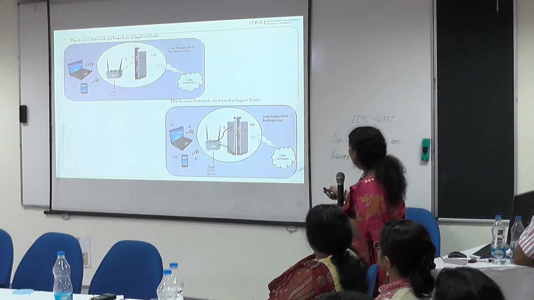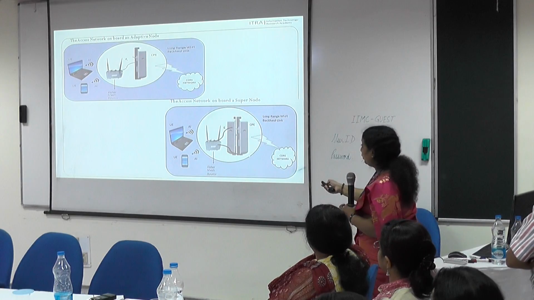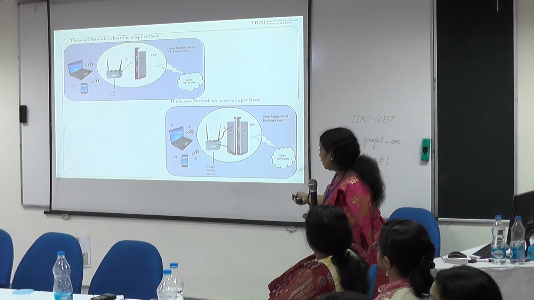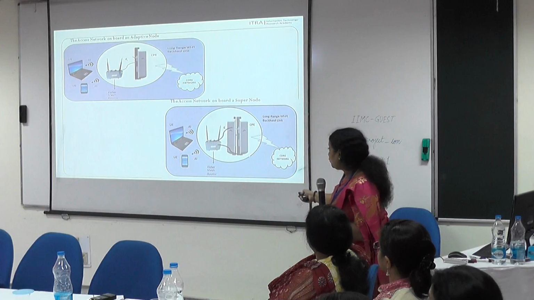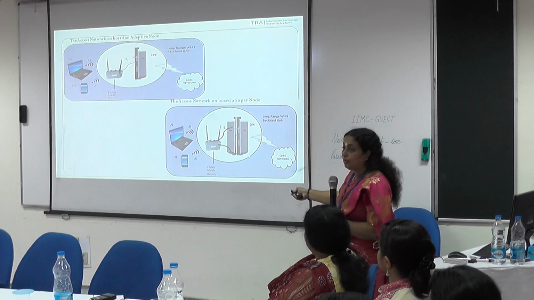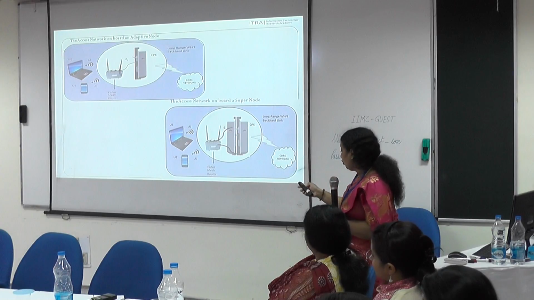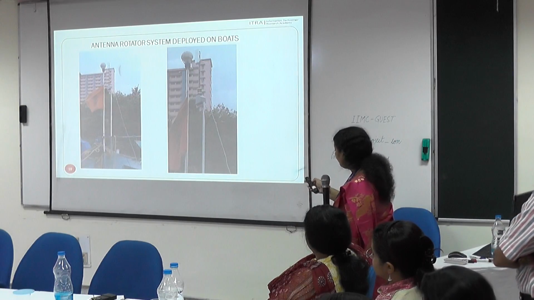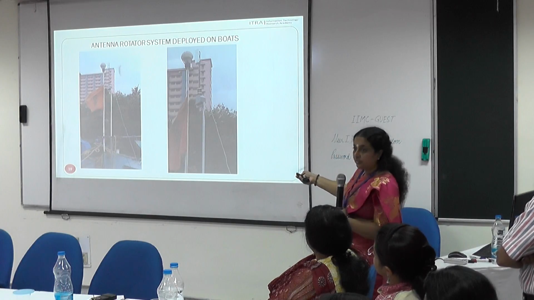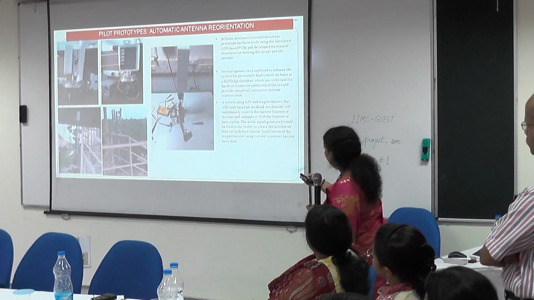Earlier I was talking about the super node. So you have the equipment, the adaptive backhaul network equipment. Then the router is there, which will help us achieve the connectivity, and the devices will be able to communicate with us. Same way with the adaptive node also. And this is the antenna rotator which is deployed on the fishing vessel.